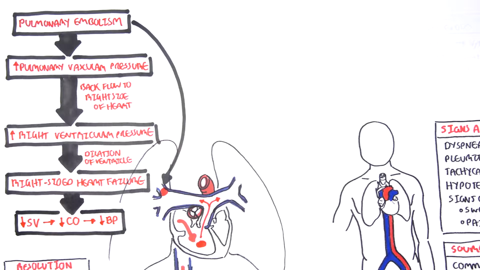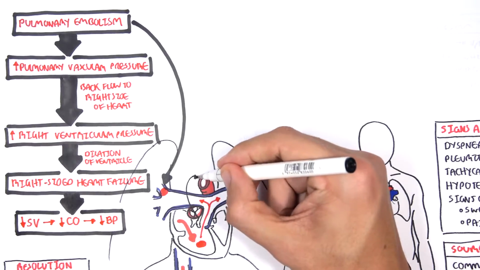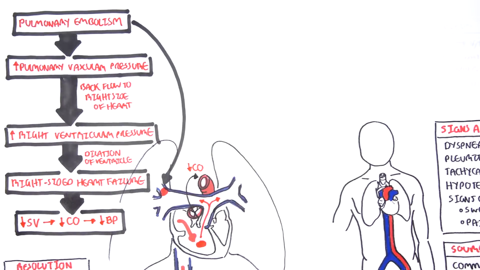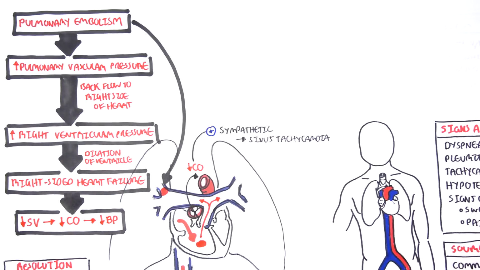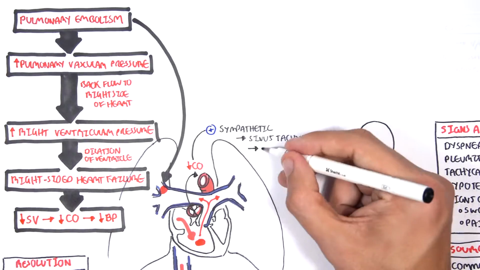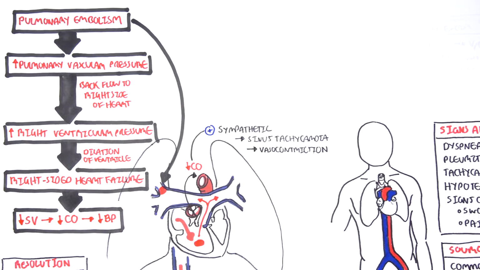And this is on the right side of the heart, remember, but whatever happens on the right side of the heart will also affect your left side of the heart. And so from the left side you also get a decrease in cardiac output. When you have a decrease in cardiac output, there will be receptors that detect this and stimulate the sympathetic response. The sympathetic response will work to increase heart rate, so you get tachycardia, and also cause vasoconstriction, so it will try to increase blood pressure. But it won't work.